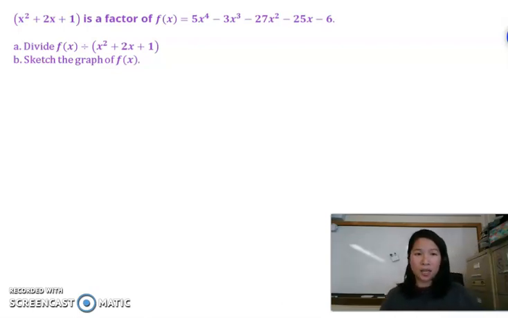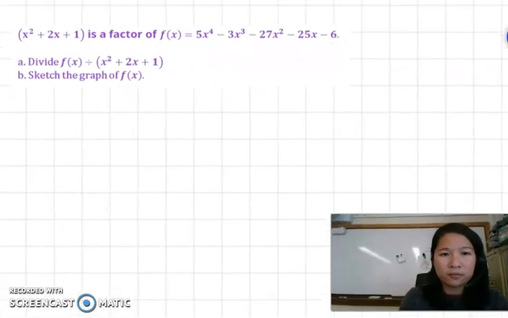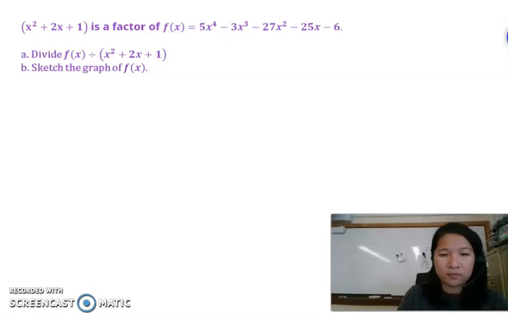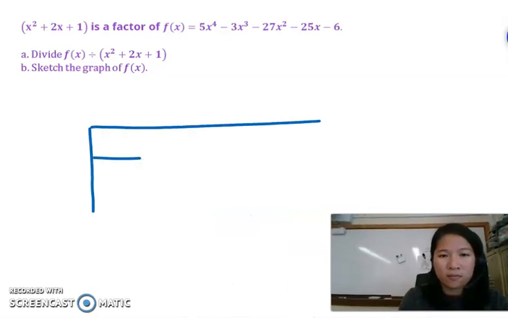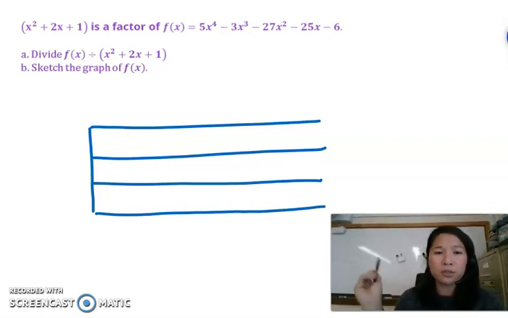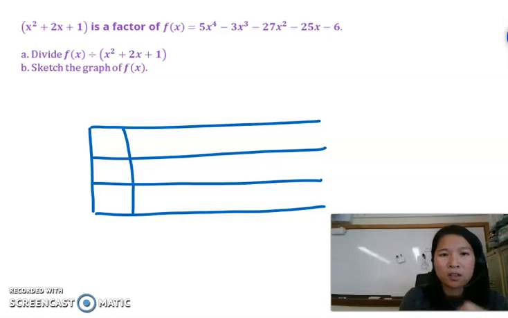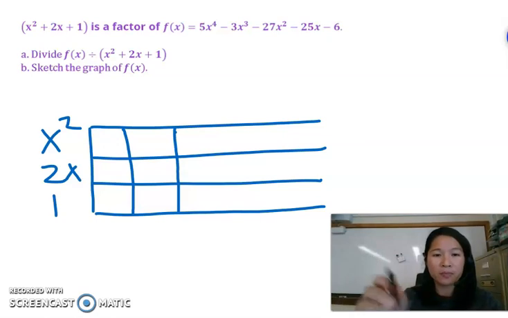So let's make our expansion box. And notice here we are dividing by 3 terms, so our expansion box is going to be larger. So we know it's going to have 3 rows. So we have x squared, 2x, 1. And not sure how many boxes we need yet, so we'll just add as we start working.